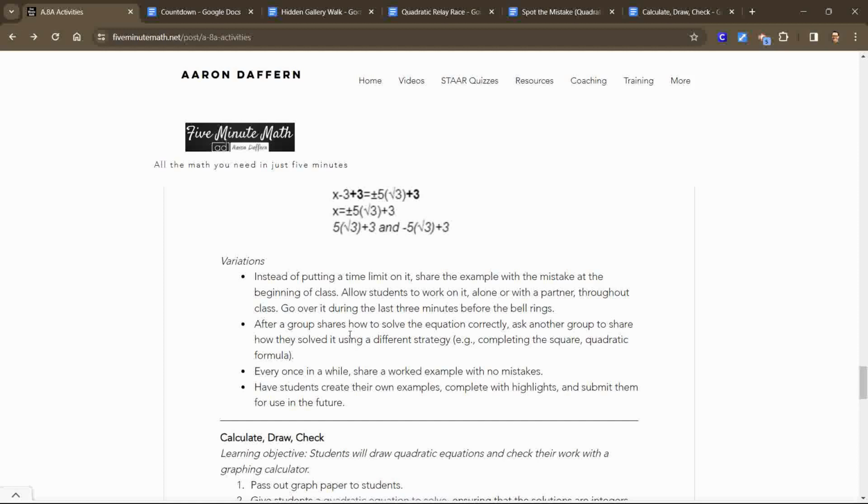If you really want to mess with kids' brains, every once in a while share a worked example with no mistakes and just see if they can realize, hey, this one actually doesn't have any mistakes. And then students can create their own examples, but they need to complete it with highlights and submit them for future use.